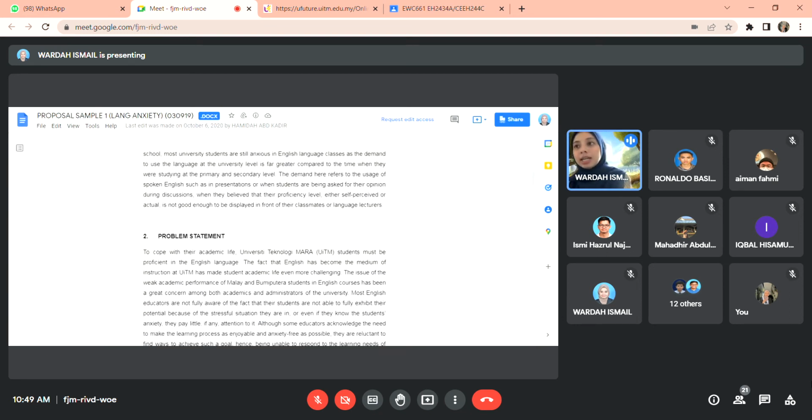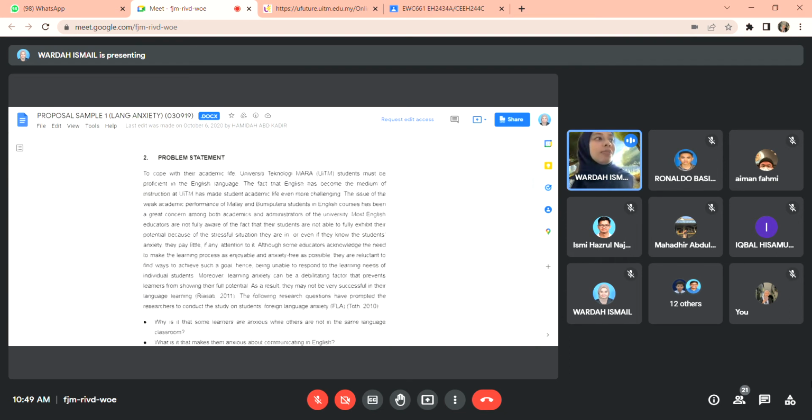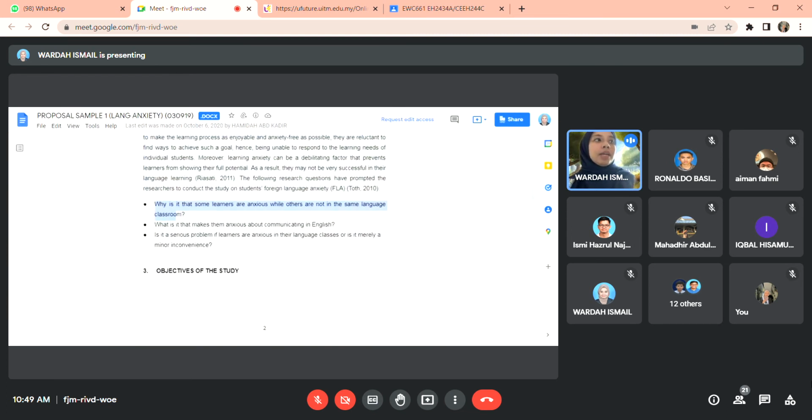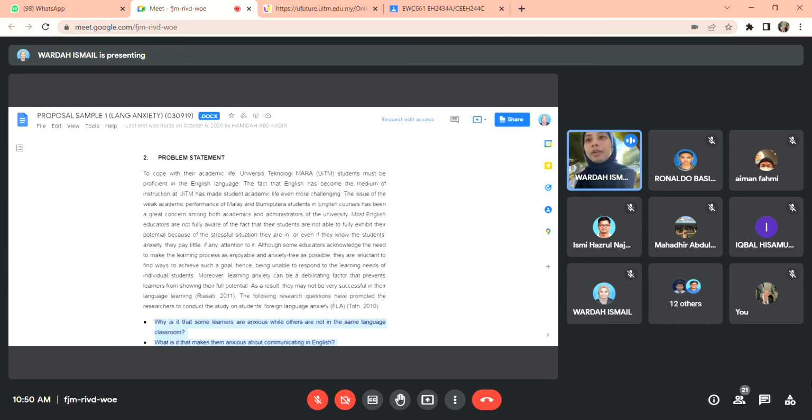This is the second item in your proposal, problem statement. So how long should it be? Just 1 paragraph. And then there will be your research questions dekat bawah ni. Nanti kita belajar how to write your research questions. Problem statement around one paragraph, cannot be more than one. Kalau you panjang pun just one paragraph. Tapi make sure you do not exceed 6 pages altogether.